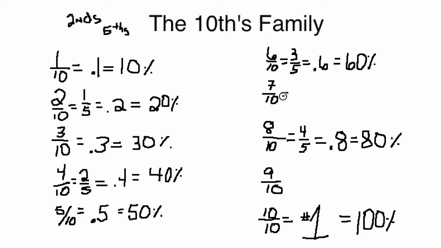7/10 is 7/10. And move the butt cheek to the right twice, and that makes that 70%. 9/10. How do you write 9/10 as a decimal? Decimal with a 9. That's 0.9. Move the butt cheeks to the right twice, and that gives you 90%.